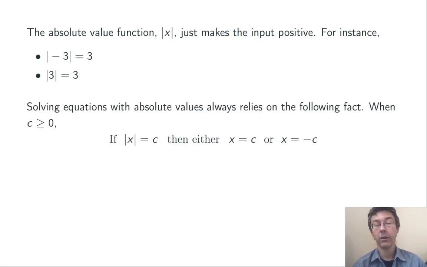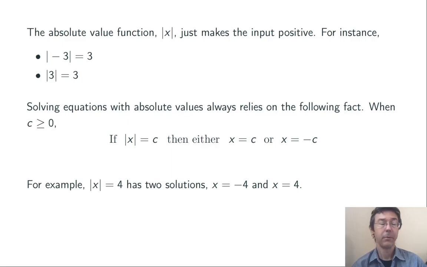Solving equations involving absolute values always relies on this fact. If you have the equation absolute value of x equals c, you can break it up into two separate equations. You know that x equals c or x equals -c. One thing to notice here, the constant c has to be greater than or equal to 0 because the absolute value function will never be negative. For example, the absolute value of x equals 4 has two solutions, x equals -4 and x equals +4.